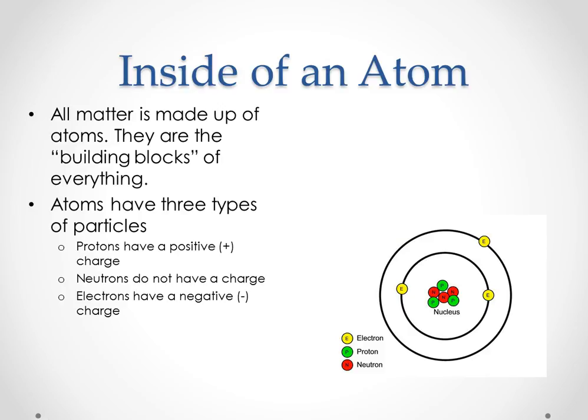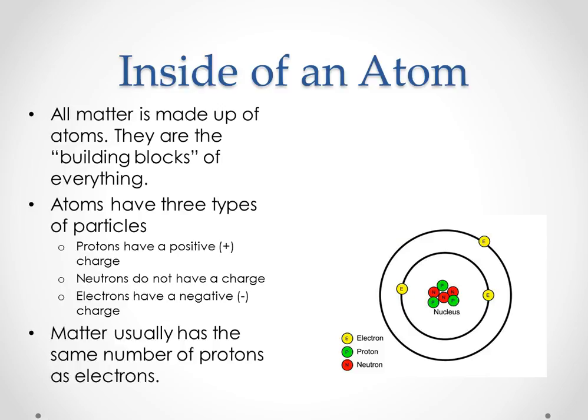Both the proton and the neutron are located inside the middle of an atom, which scientists call the nucleus. That's not something you need to know for this mission, but that's a good content word for you to know for later on in your academic career. And then finally, electrons have a negative or a minus charge, and those are shown with the color yellow in the diagram. Notice how they circle around the nucleus. They're not part of the nucleus, they circle around the nucleus.